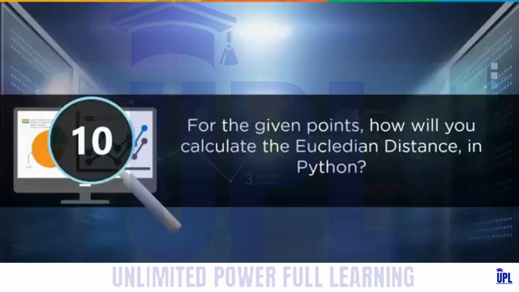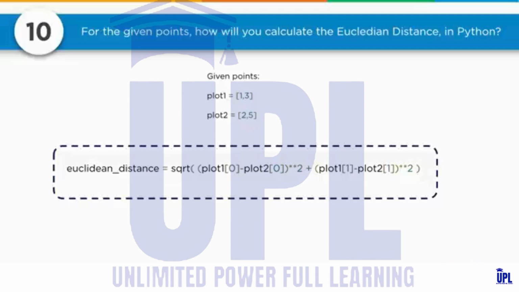For the given points, how will you calculate the Euclidean distance in Python? So back to our basic algebra from high school. Euclidean distance is the line on the triangle. And so if we're given the points plot1 equals 1 comma 3, plot2 equals 2 comma 5, we know that from this we can take the difference of each one of those points, square them, and then take the square root of everything.